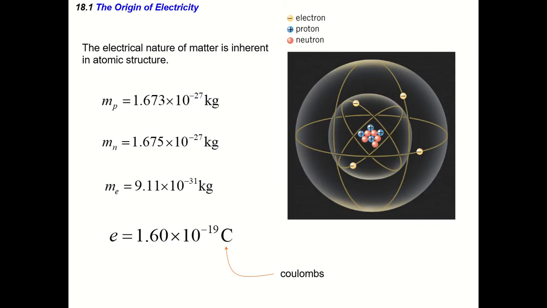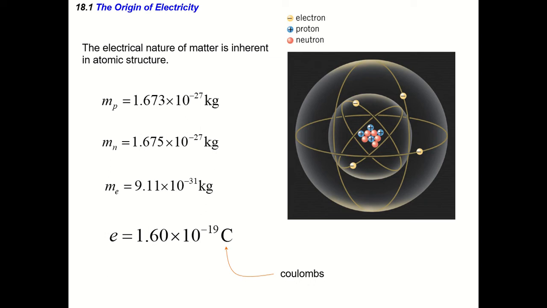Here is the origin of electricity. If we can still remember, we have electrons, protons, and neutrons. From our illustration, the electron has the negative sign, the positive sign represents protons, and where there is no sign, they are neutral, which we call neutrons.